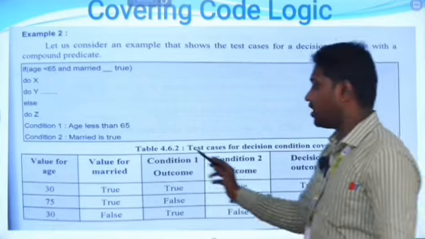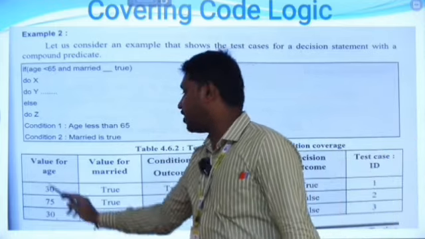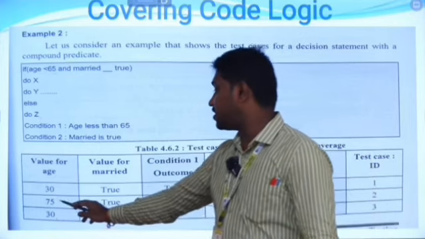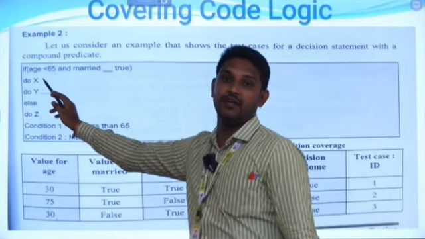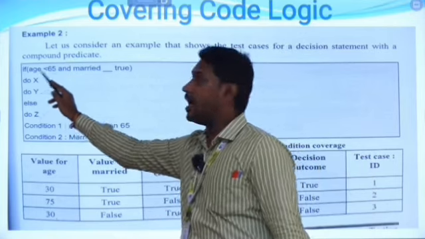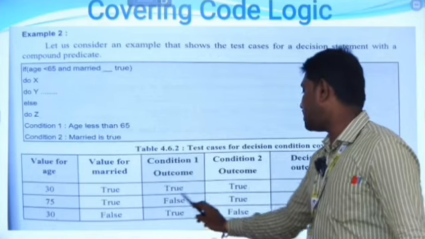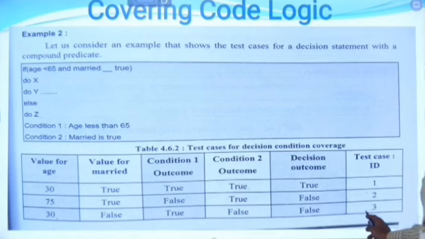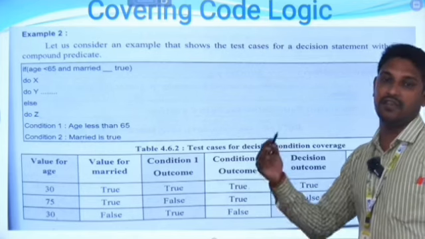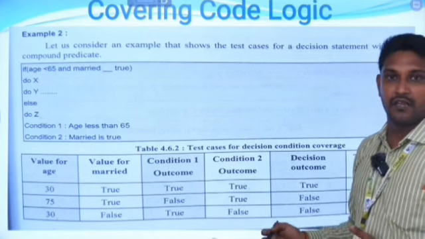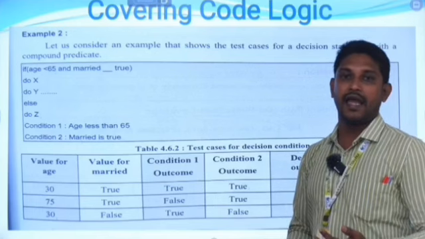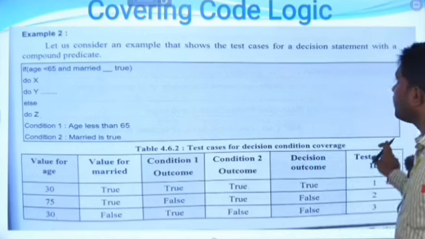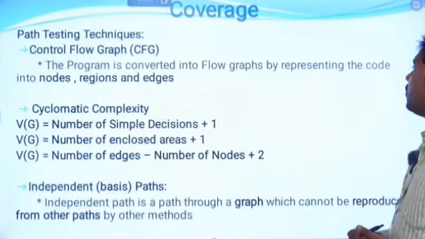Similarly, for the second value, my age value will be 75, and my marriage condition will be true. So 75 is not less than 65, so this condition becomes false, and this condition is true. So false and true. If false and true come, what will be the output? False. This is my test case 2. Likewise, for each and every condition we will check. With the help of this, we can easily identify the errors, and the tester can easily produce 100% results with code coverage logic.